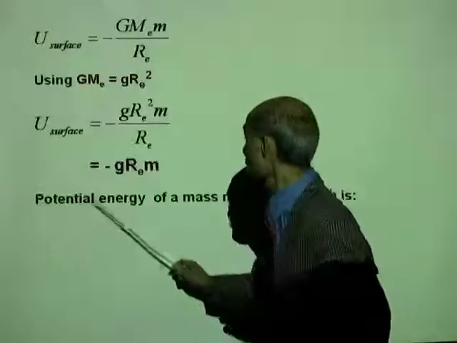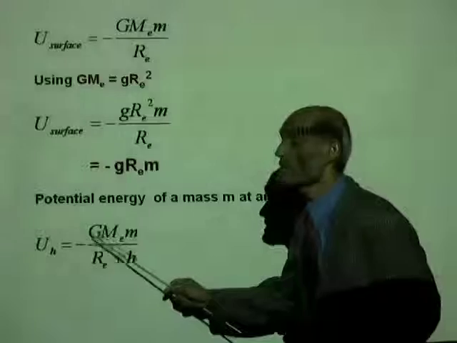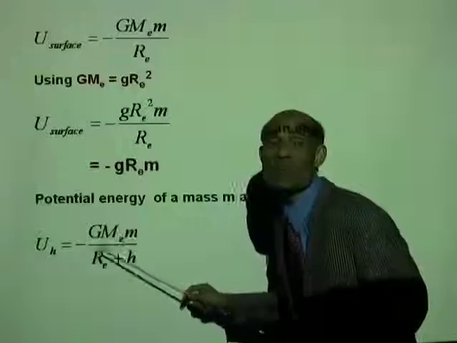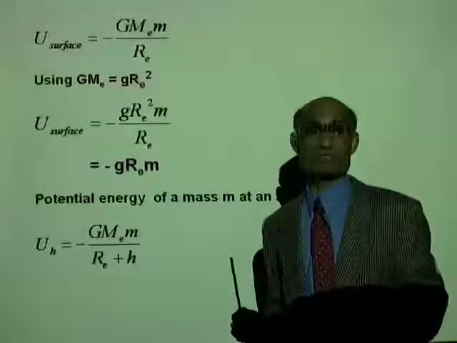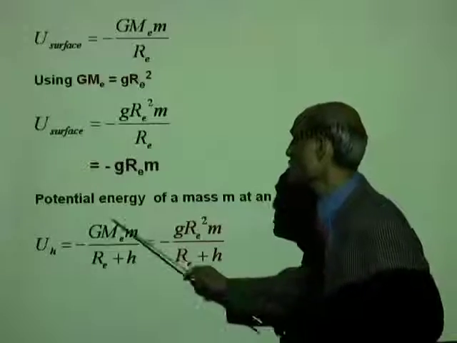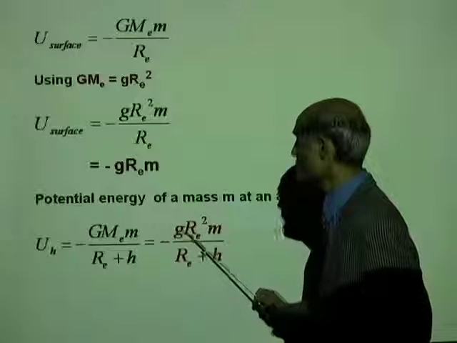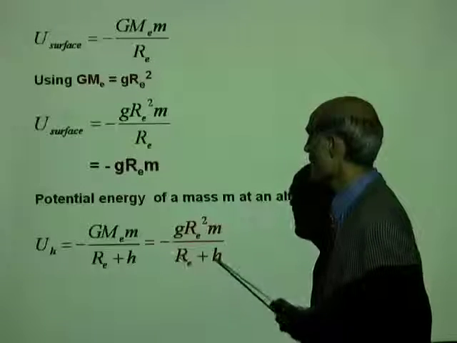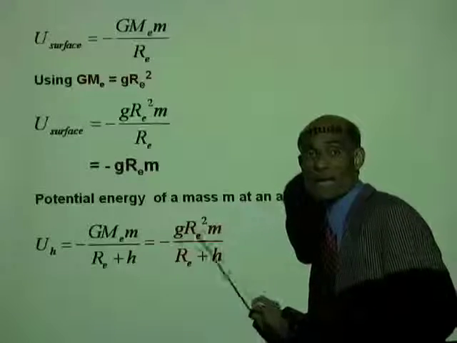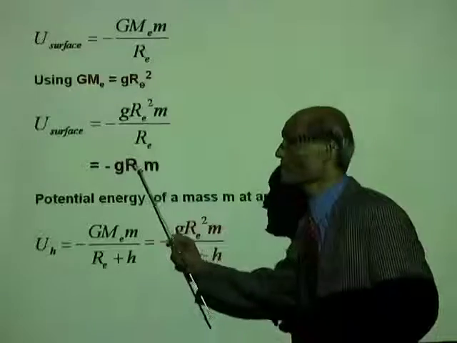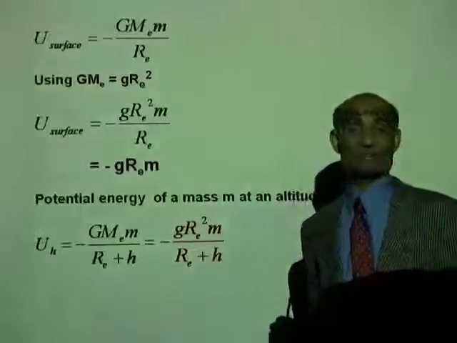And now, the potential energy of a mass m at an altitude h will be negative GMEm over RE plus h. So don't mix up these two equations. And that will be negative, this GME can be replaced by GRE squared. So that will be negative GRE squared m over RE plus h. This is the potential energy of an object of mass m at an altitude h. This is the potential energy of an object of mass m on the surface of the earth.